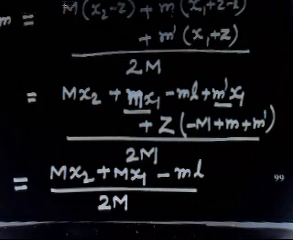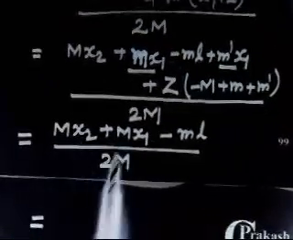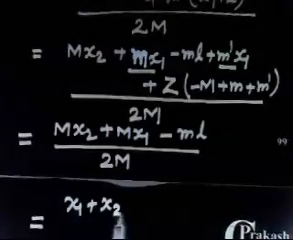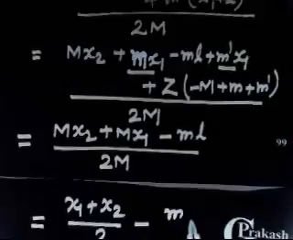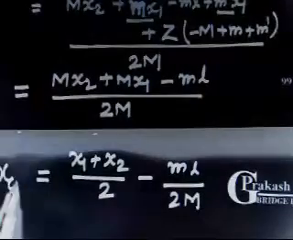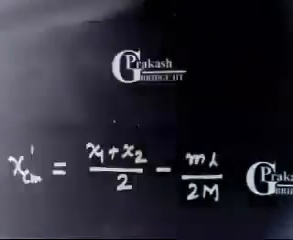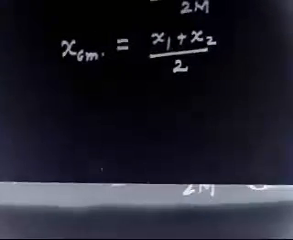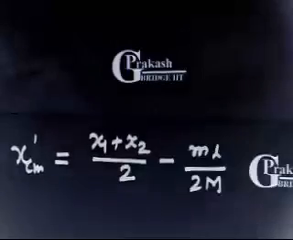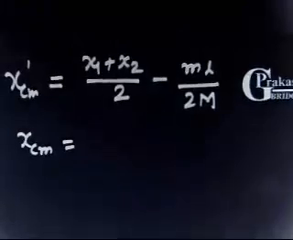The same thing can also be written in a better way. So I can write this same equation. M goes out, so I will have x1 plus x2 by 2 minus ml by 2m. This is the final xcm dash. Initial xcm you can check your copy, that is x1 plus x2 by 2. You see here, so this is x1 plus x2 by 2. So initial xcm is x1 plus x2 by 2.